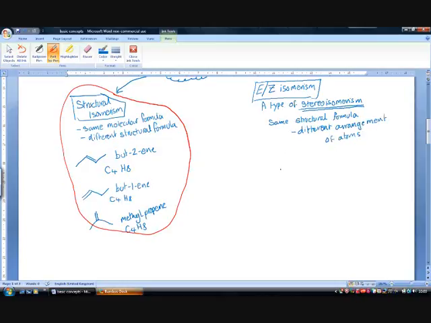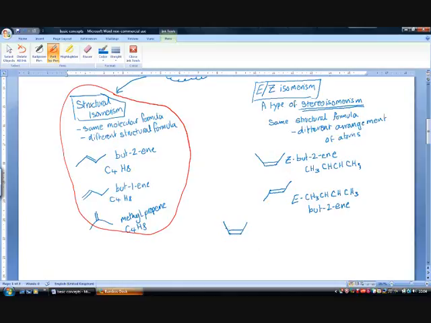There's a but-2-ene structure. And if we do the structural formula, we'll see it's CH3, CH, CH, CH3. And then we've got another version of but-2-ene that looks like that. And that's CH3, CH, CH, CH3. The same structural formula. However, we call this one here the Z isomer, and we call this one here the E. E because the groups are on opposite sides, and the Z means they're on the same side of the double bond.